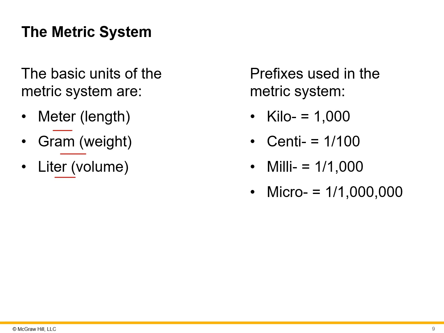Some of the prefixes, kilo, we already mentioned. So kilocalorie is 1,000 calories. Centi is 1/100, so it's a smaller amount. And then milli would be 1/1,000. And then micro is the smallest, it's 1/1,000,000. So just to kind of put some of these into perspective as far as roughly how much they are.